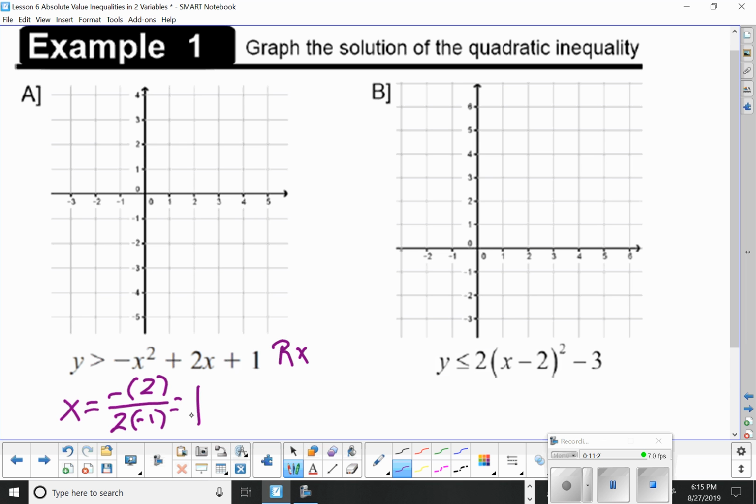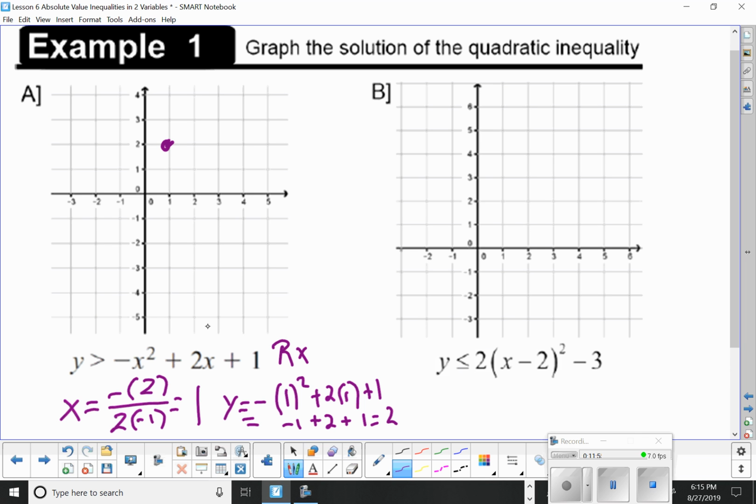That's going to be 1. How do I find the y value? I plug 1 into the x value. So y is equal to negative 1 quantity squared plus 2 times 1 plus 1. This is negative 1 plus 2 plus 1, or just 2. So at 1, 2, I have a point.